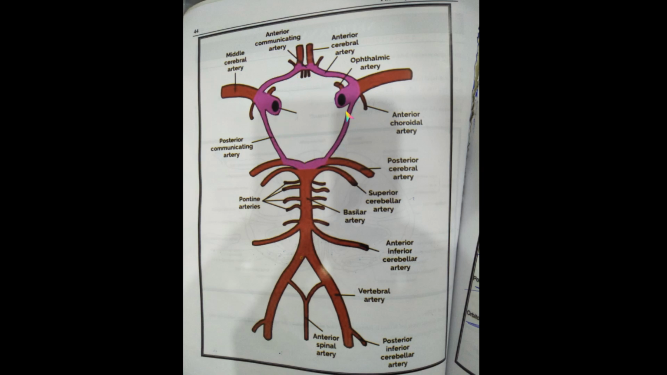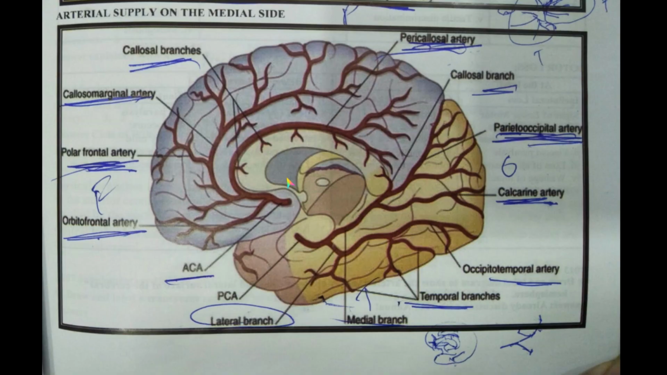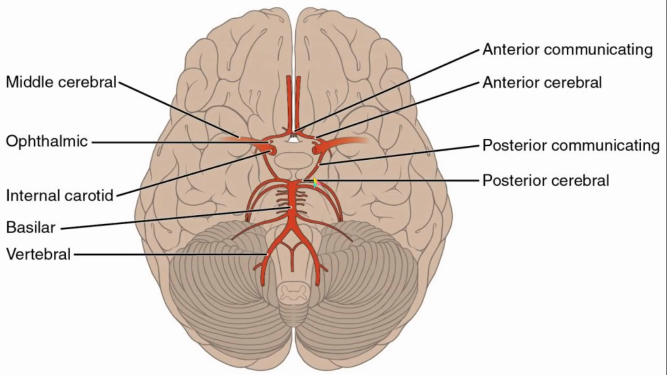So the circle of Willis is formed by the anterior communicating artery, posterior communicating artery, and internal carotid artery. This is the circle of Willis. It lies on the brain like that. You can see the main arterial supply of the brain.